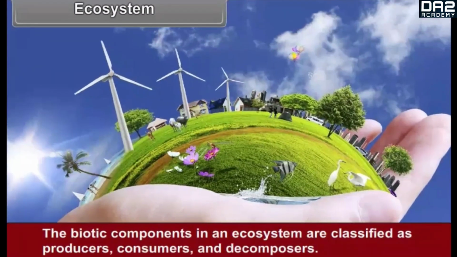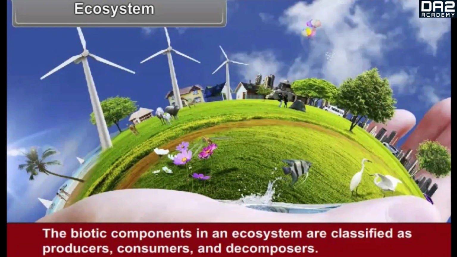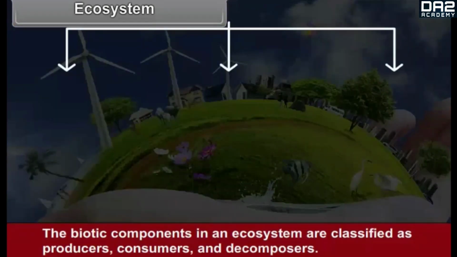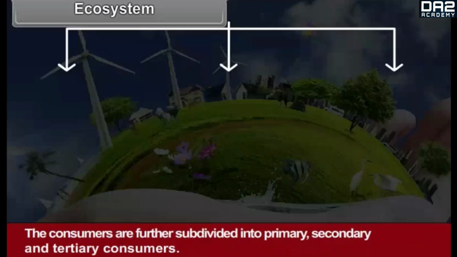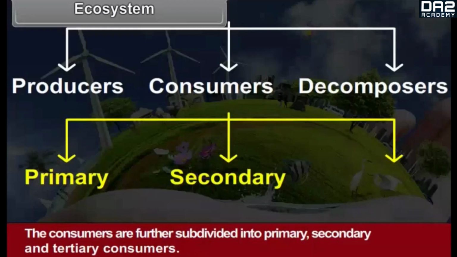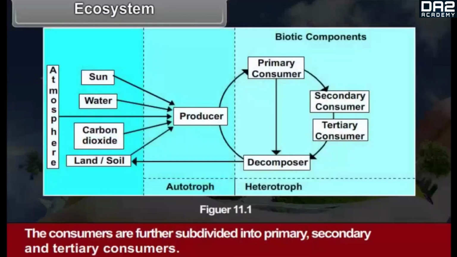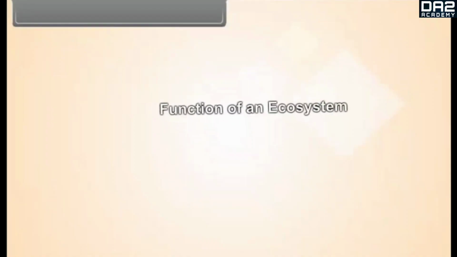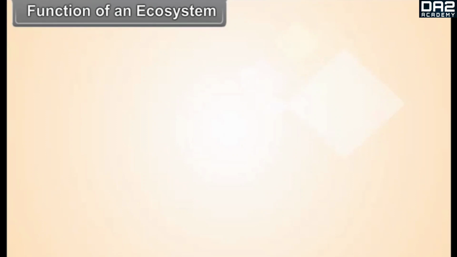The biotic components in an ecosystem are classified as producers, consumers, and decomposers. The consumers are further subdivided into primary, secondary, and tertiary consumers. See figure 11.1.